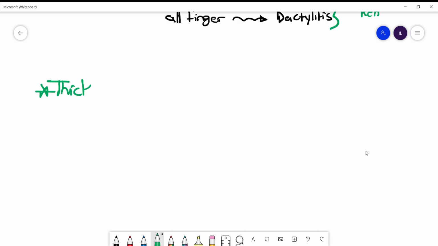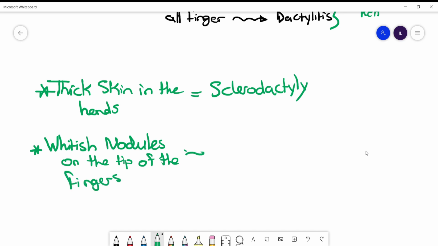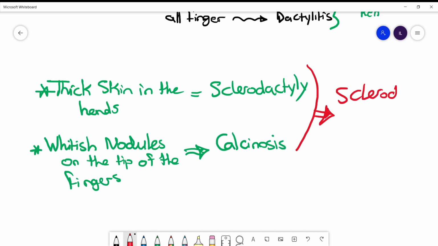Now, what if they give you the description of the skin that has thickness in the hands mainly? This we call sclerodactyly. If they describe whitish spots that are painful on the tips of the fingers, then we call these calcinosis. And both are seen in scleroderma. So again, try to understand how these descriptions are given and imagine them or see some pictures of these patients. This will help you in practice as well as in the exam.